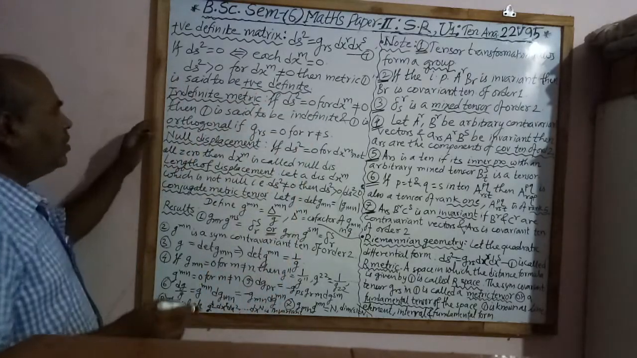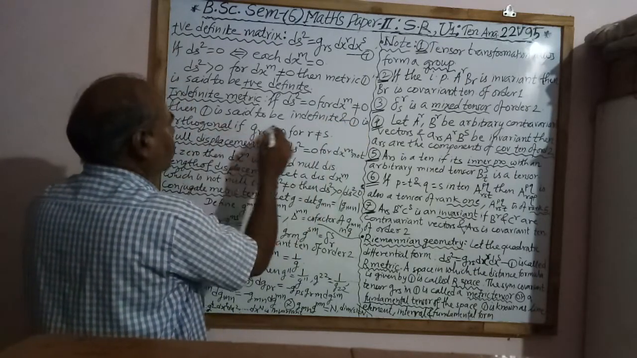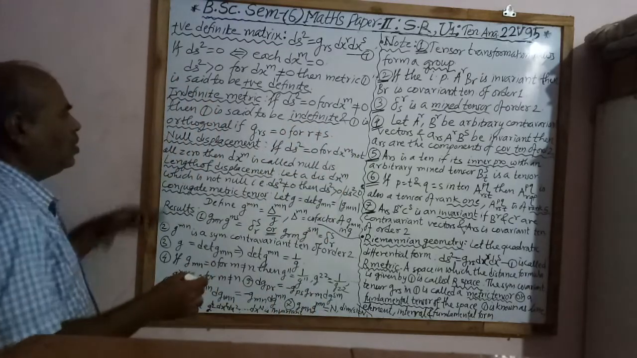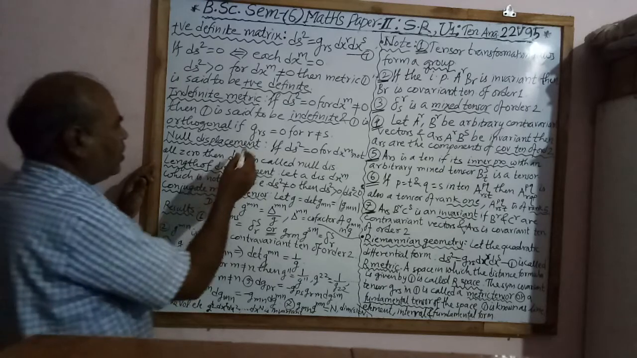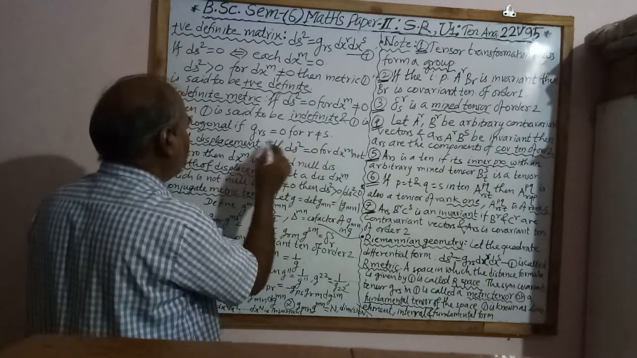Then indefinite matrix. If d square equal to 0 for dx^m not equal to 0, then the matrix is said to be indefinite, and it is orthogonal if the fundamental element g_rs equal to 0 for r is not equal to s.